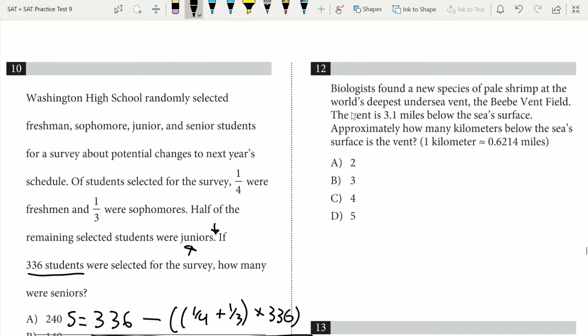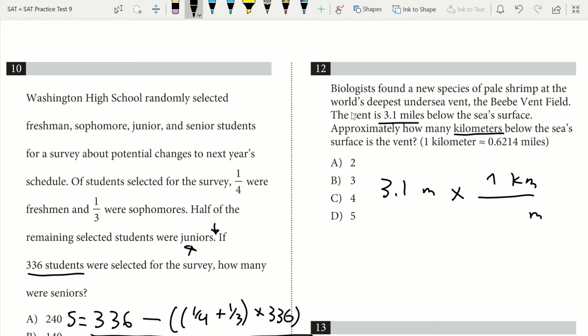Biologists found a new species of pale shrimp at the world's deepest undersea vent, the BB Vent Field. The vent is 3.1 miles below the sea's surface. Approximately how many kilometers below the sea's surface is the vent? All right, well, we have 3.1 miles. We're going to have to multiply by miles on the bottom to get rid of it, right? So we're going to have kilometers on top.